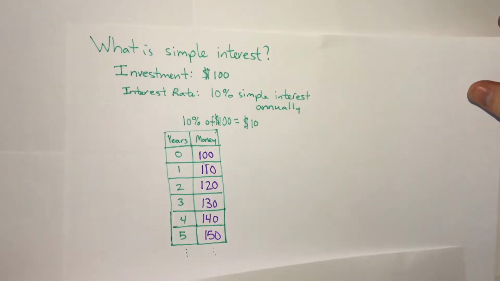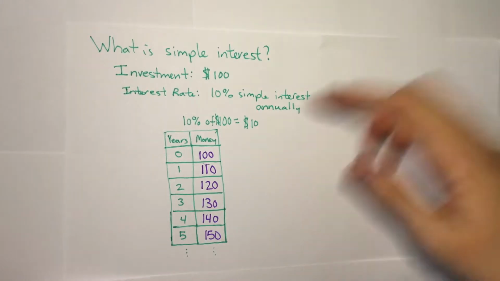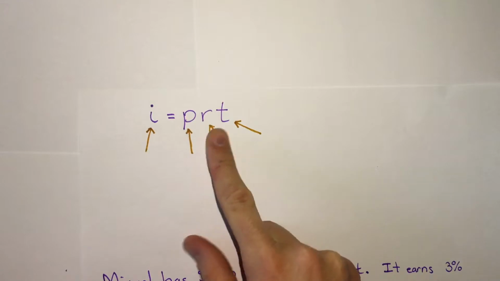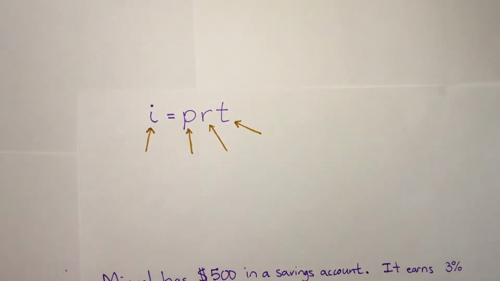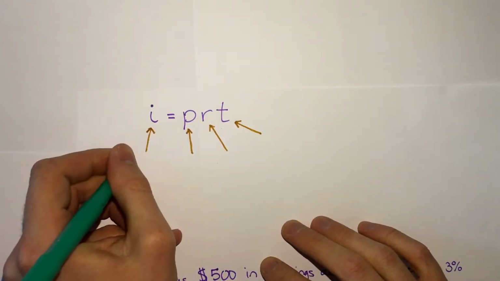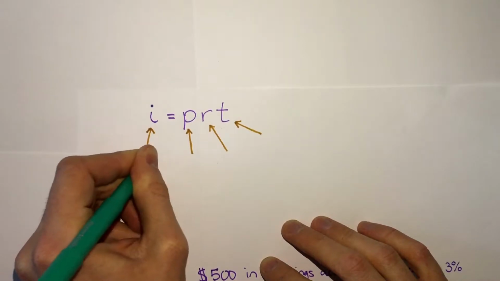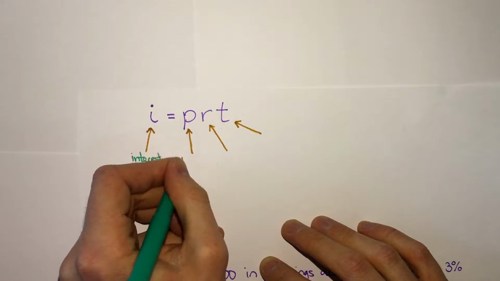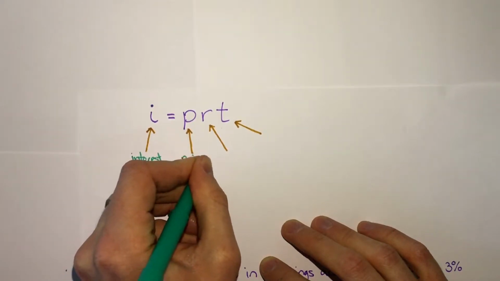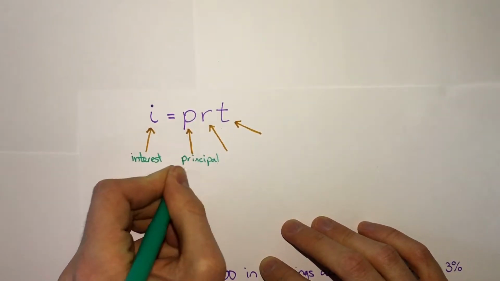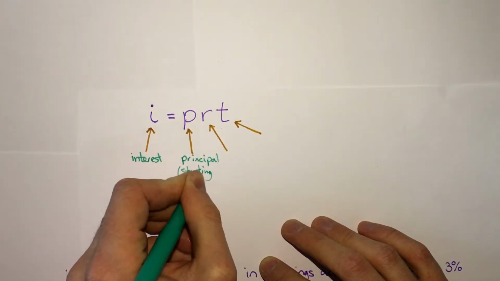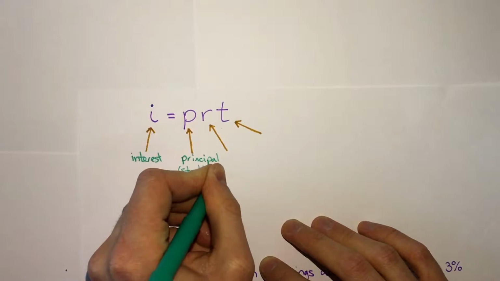But to calculate simple interest for more complex numbers, there is a formula. I equals P times R times T. Now what these letters mean is I is our interest. How much interest do we make? P is called our principal, and that's our starting amount of money.